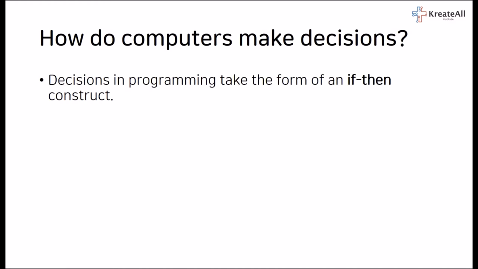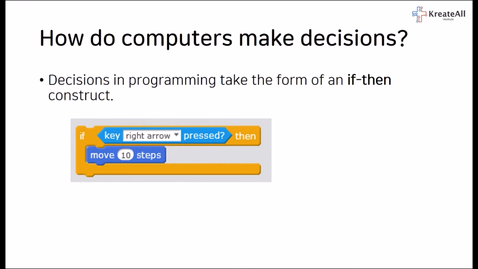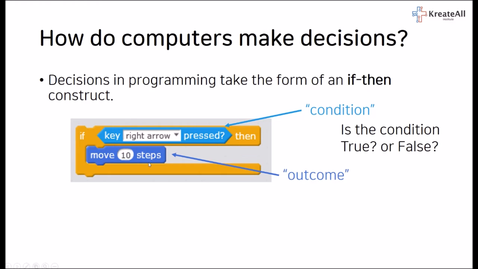So let's learn about how these computers make decisions. Decisions in programming take the form of an if-then construct. Here, it has an if, and then a condition follows, and it has a then, and then an action. So decisions in programming take this kind of construct. Here, the condition is that the right arrow key has to be pressed in order for this to happen.